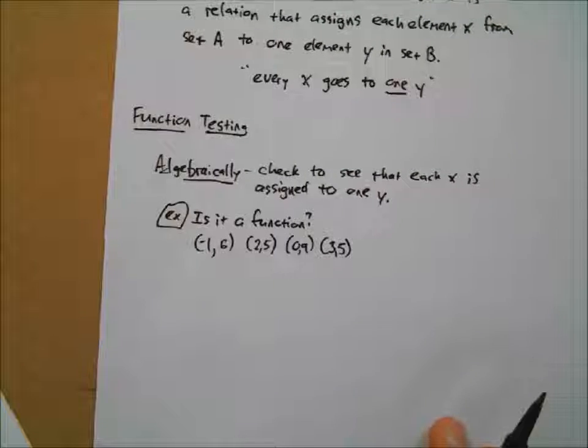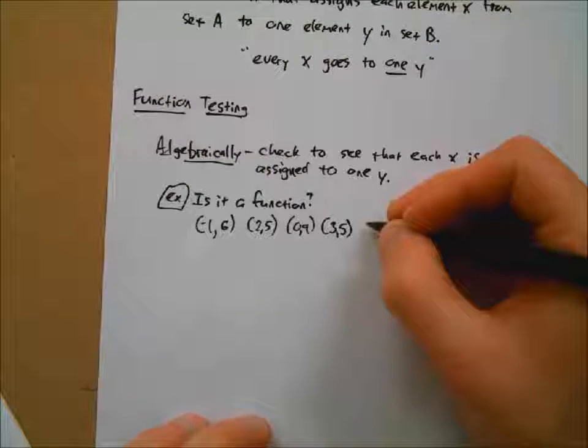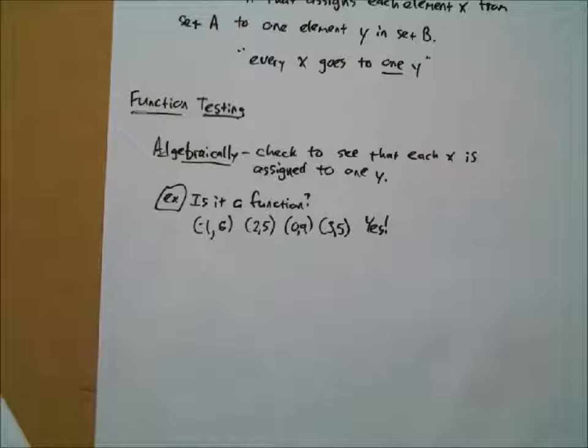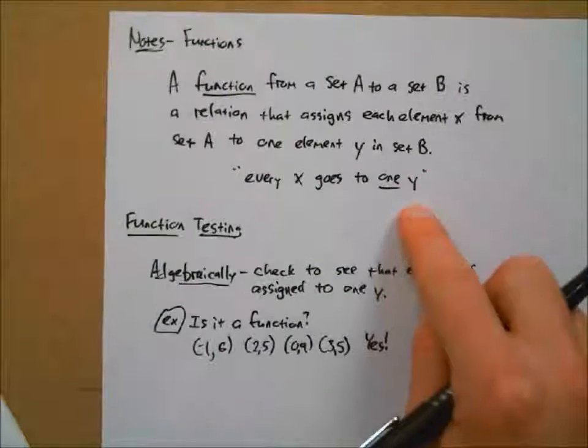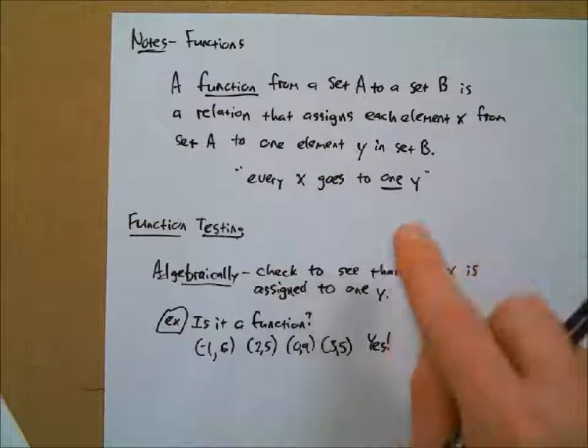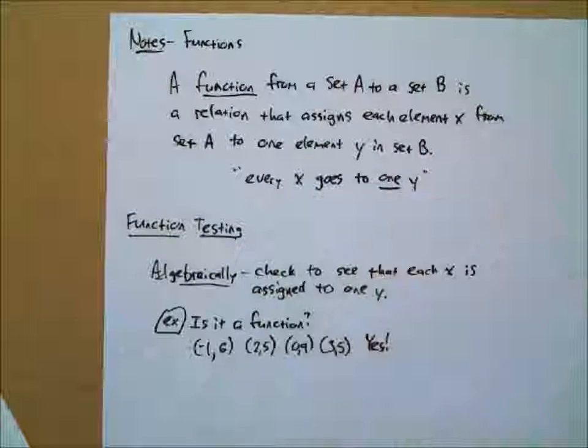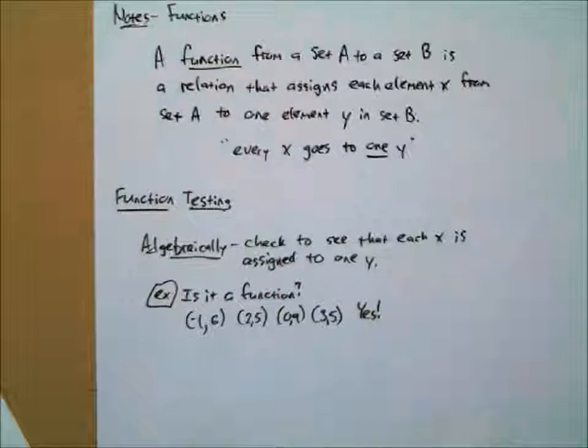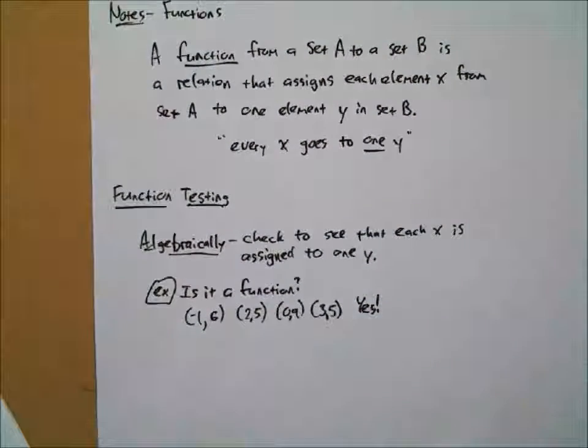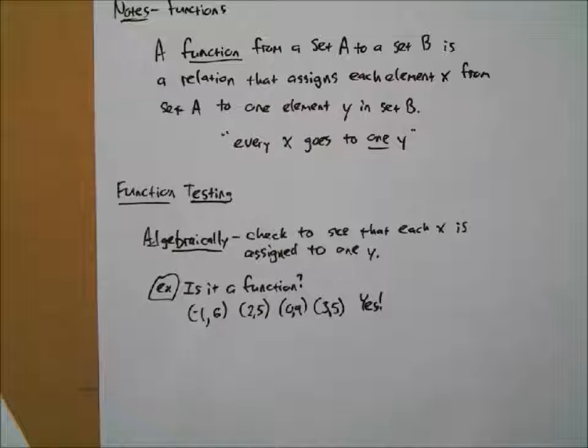Yes, it is okay. That's all right. Okay? We don't care how many y's go to a single x. We care how many x's go to a y value. Okay? How many x's are paired with that y value? Every x should go to one y value there. All right, so let's try another one here.